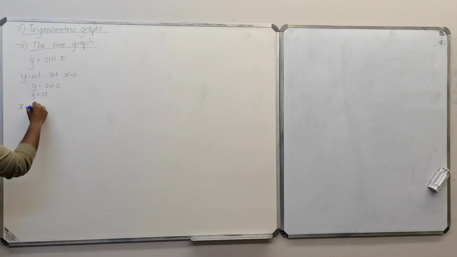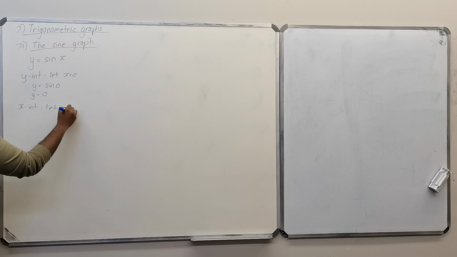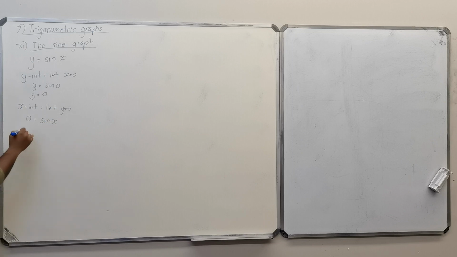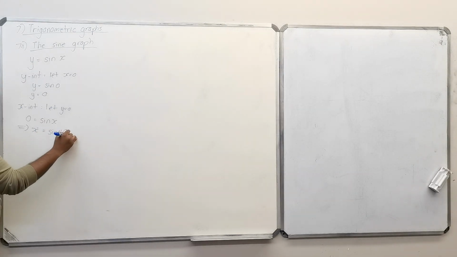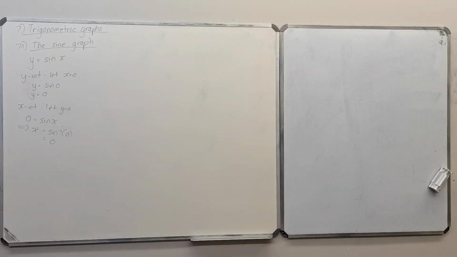For your x-intercept, you let y equal to 0. So you have 0 is equal to sine of x, and then x would be equal to shift sine 0, which would be 0. Okay, these are our coordinates. Now the thing with sine graphs, put sine of 180 in your calculator: 0. Put sine of 360: 0. Sine of negative 180: 0, and negative 360: 0.